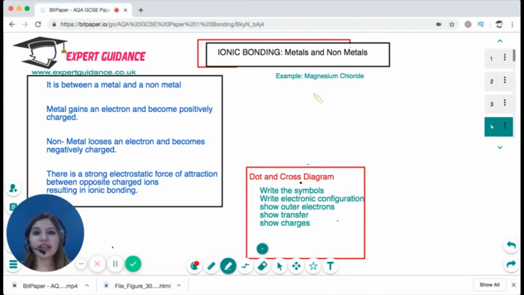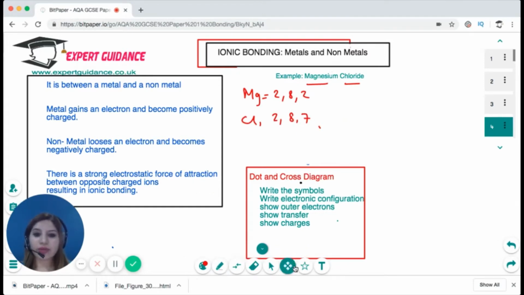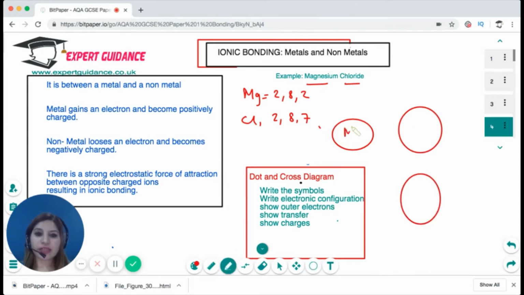Now let us take another example, magnesium chloride. I'll write the electronic configuration first. Magnesium is 2,8,2. Chlorine is 2,8,7. Then I'll draw the outer electrons. For magnesium, I'll show 2 electrons, and for chlorine, I'll show 7 electrons. So that's my diagram. Magnesium, I'll show 1, 2 electrons. Chlorine, I'll show 7 electrons, and again 7 electrons for the second chlorine.